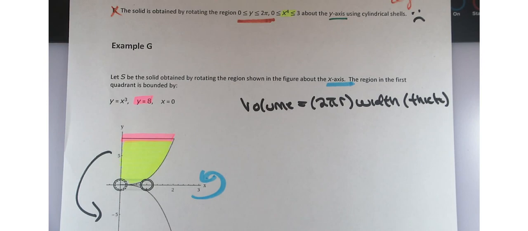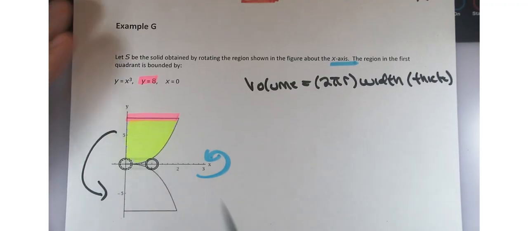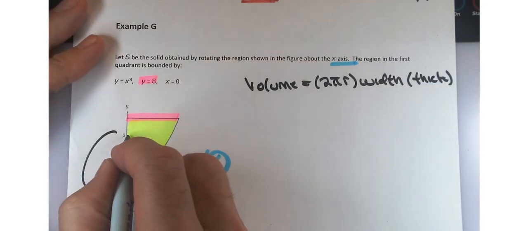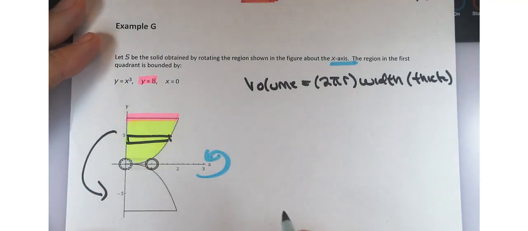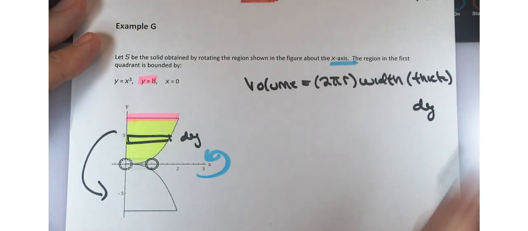What kind of a slice am I going to take this time? Now we're rotating around the x-axis. So what slice do we take? A dy slice. All right, good. So dy. So there's our dy slice. So that's our thickness, our dy.